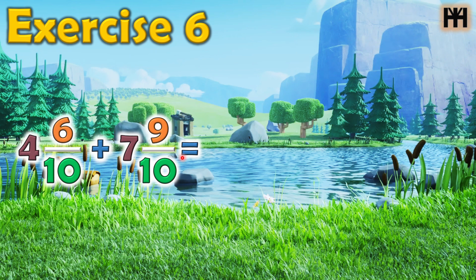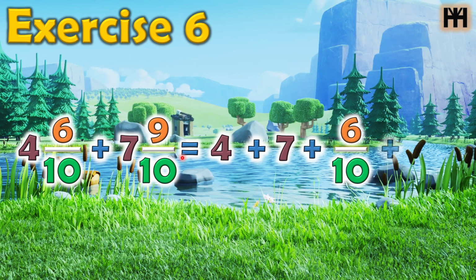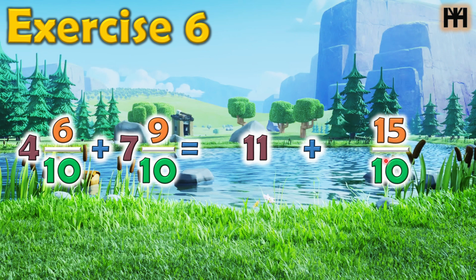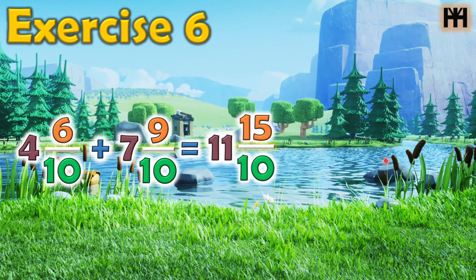So it will be 4 and 6 over 10 plus 7 and 9 over 10. It will be 4 plus 7 plus 6 over 10 plus 9 over 10. Okay, you see here there is a common denominator, so it's 6 plus 9, but before that add the 4 and 7, they will be 11. So 6 and 9, just add the numerators as the denominators are the same, so 6 and 9 will be 15 over 10. So it's 11 and 15 over 10.